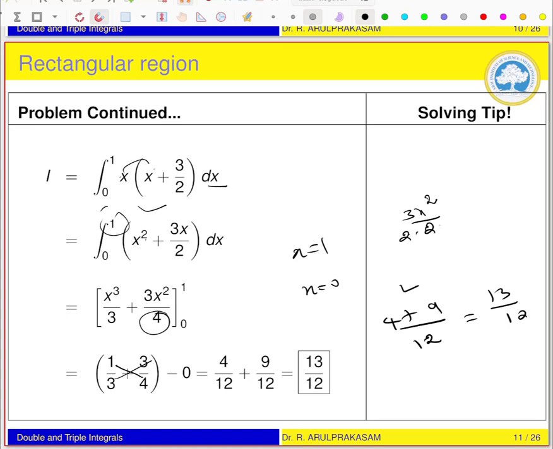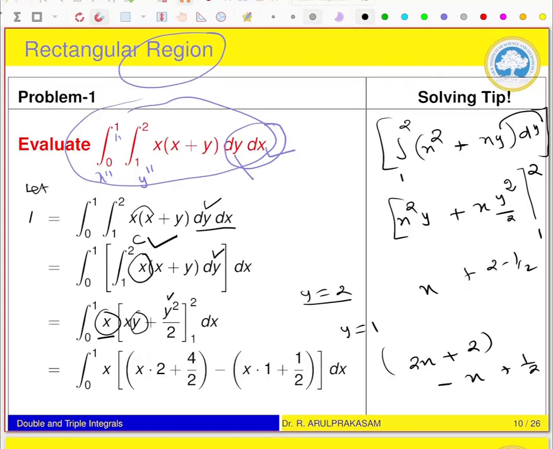Did you understand how to solve this problem? I will explain it once again for this problem. So this is the given problem.